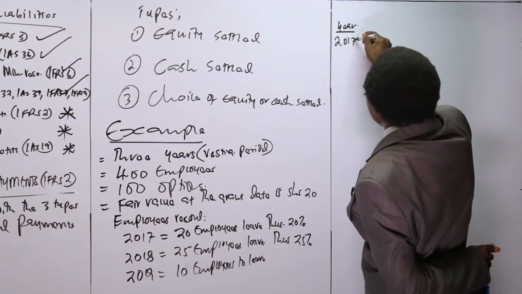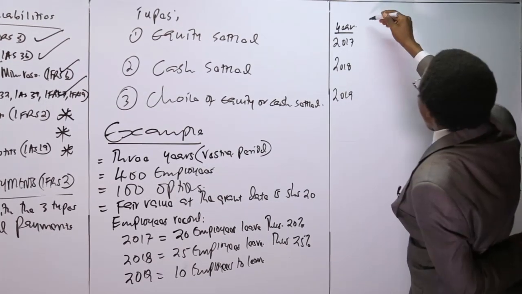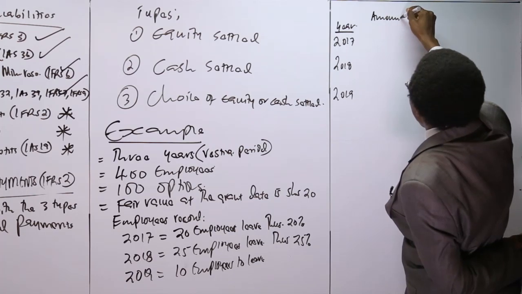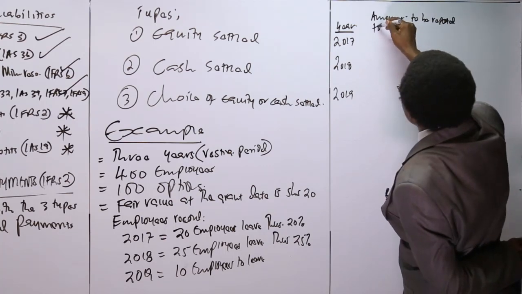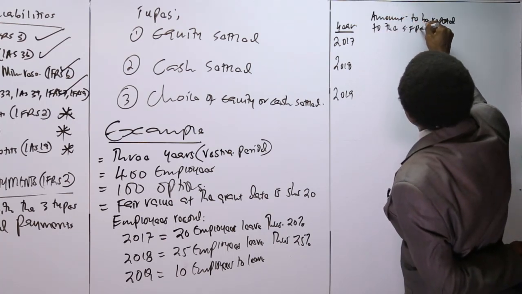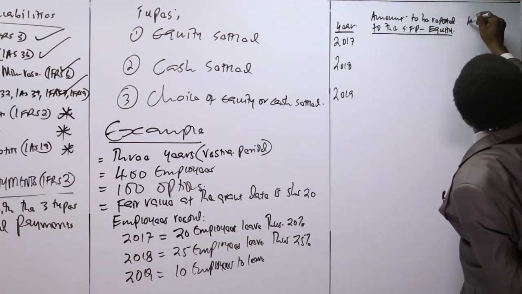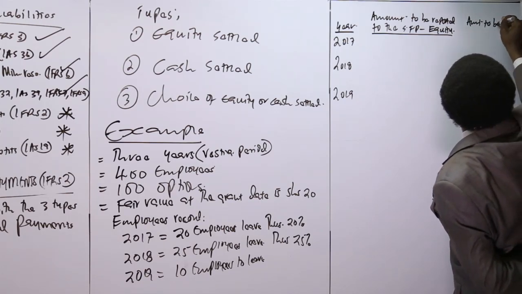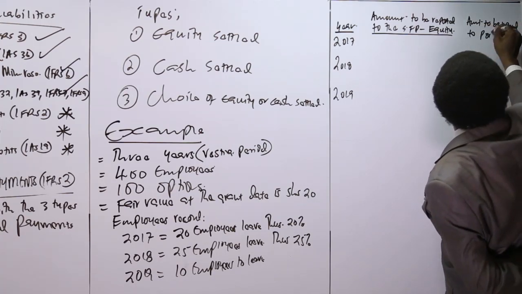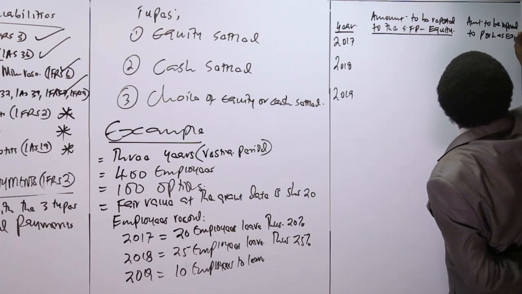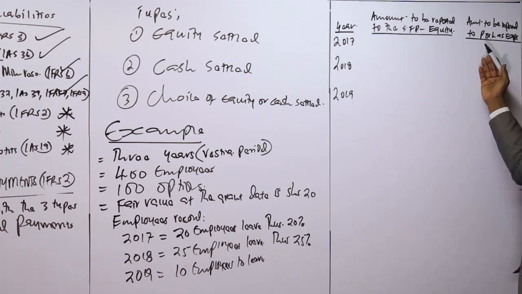This is 2017, 2018, 2019. This is now the amount to be reported. Amount to be reported to the statement of financial position as equity. Then the amount to be reported to profit or loss as expense, as remuneration expense. What are we going to recognize as remuneration expense?